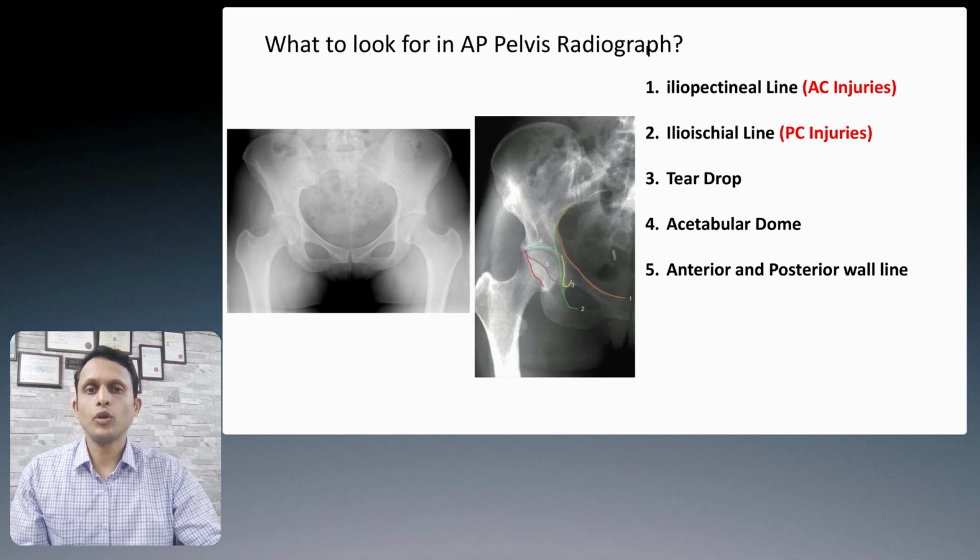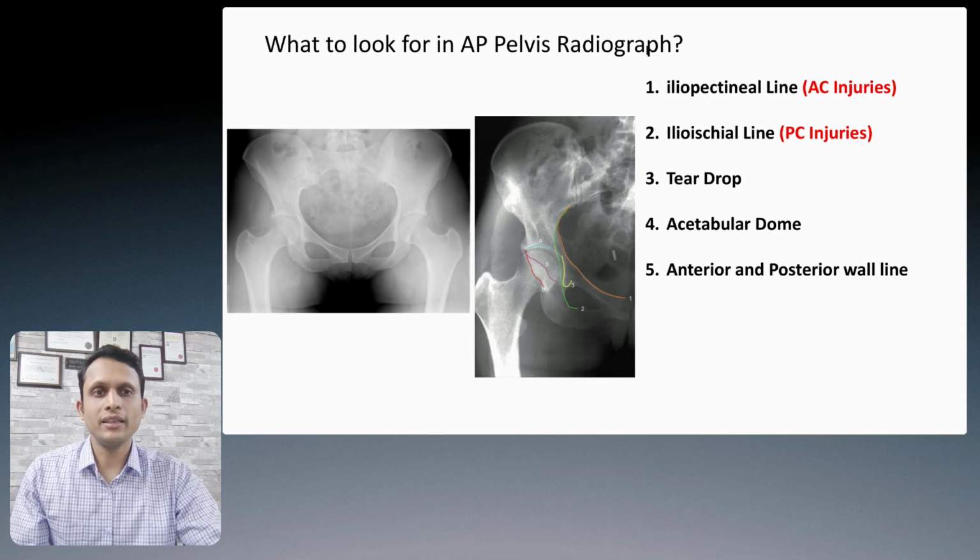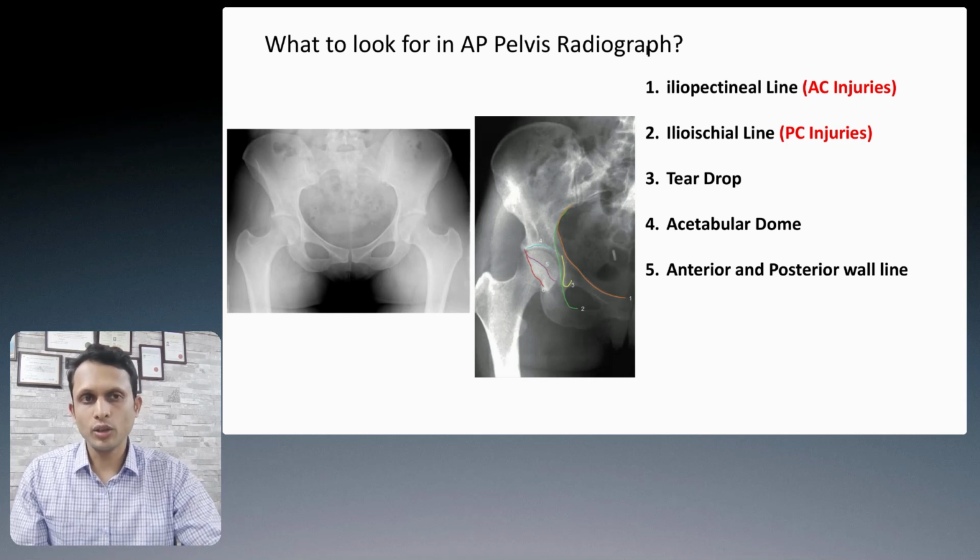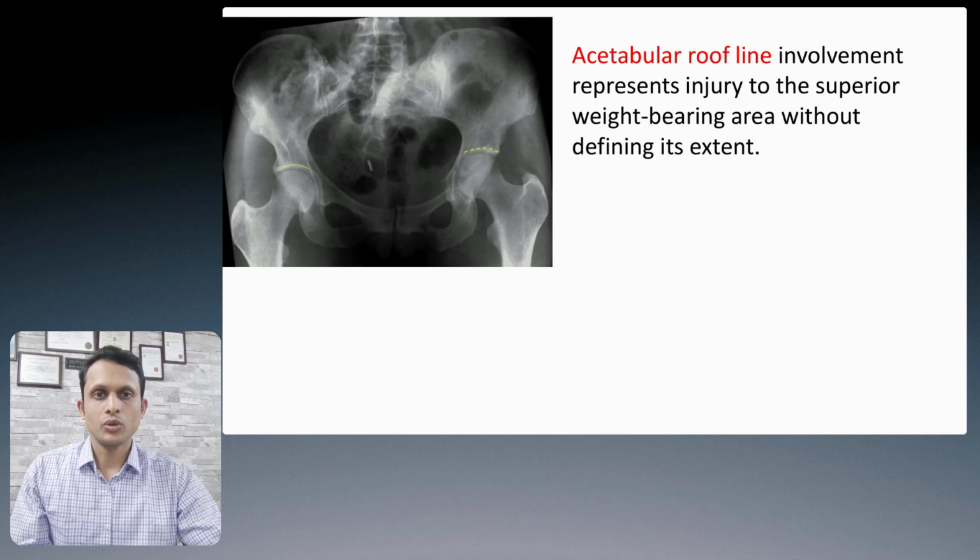What we look for in the AP view is the iliopectineal line. You can see the iliopectineal line is commonly injured in an anterior column fracture. The ilioischial line will be injured in a posterior column fracture. Then there is the teardrop, then acetabular dome injuries, and the anterior and posterior wall lines.